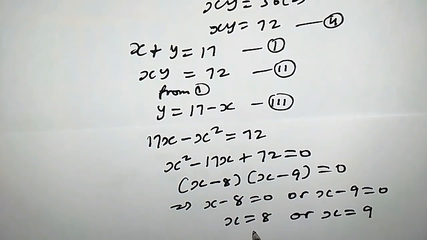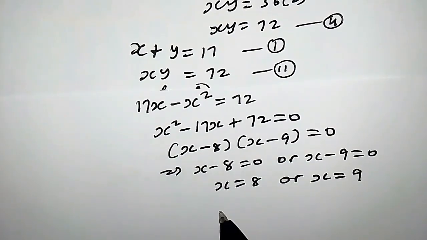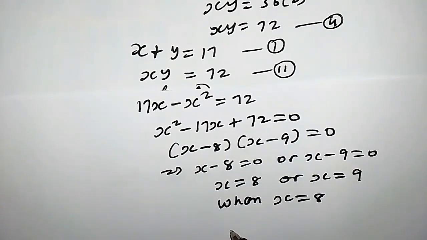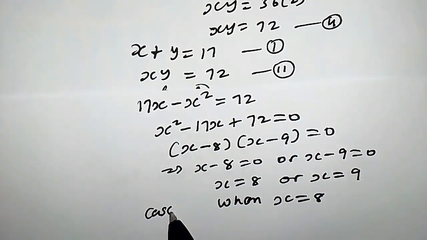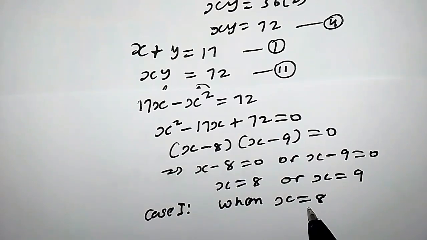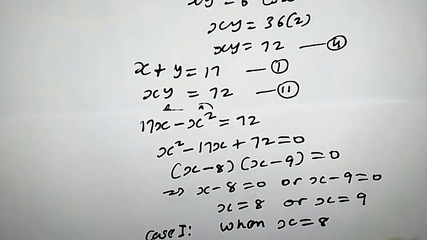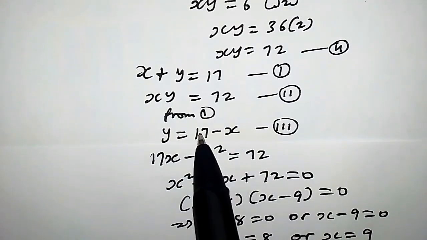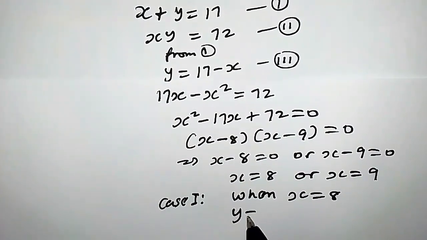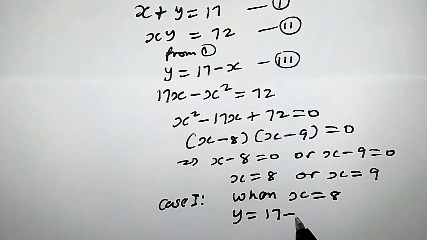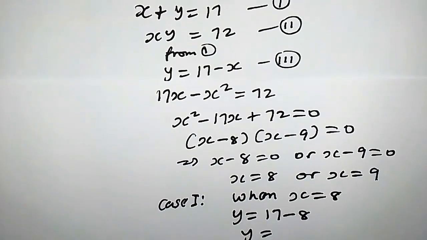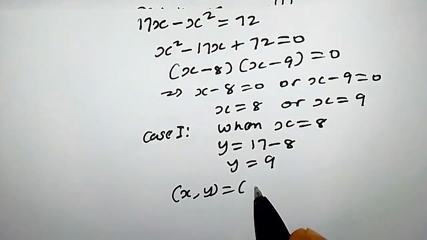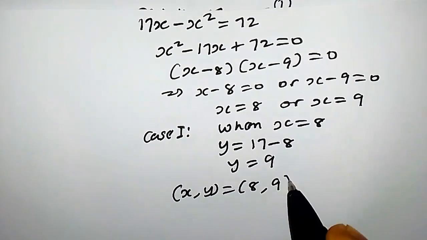So now we are going to consider each case. When x equals 8, that's the first case. Let's call it case 1. When x equals 8, what do we have for y? We are going to plug it into equation 3. So this is our equation 3. We're going to have y equals 17 minus 8. So our value of y is 9. So that means when x equals 8, we have y to be 9.